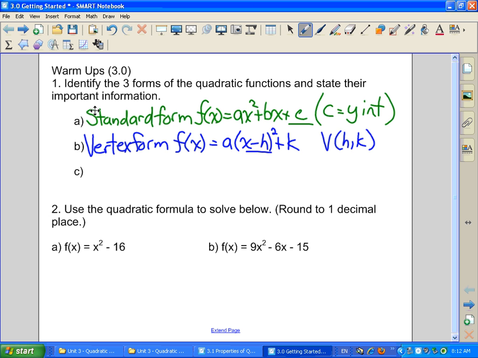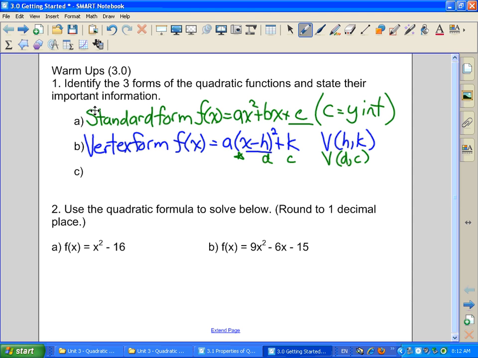Also make special note here that when we did transformations, instead of using h and k, sometimes we were talking about d and c. So the vertex can also be d and c. And we'll be getting into that in a couple lessons.